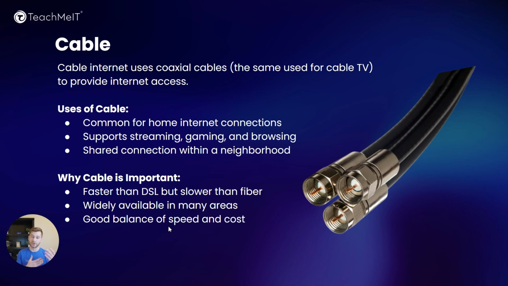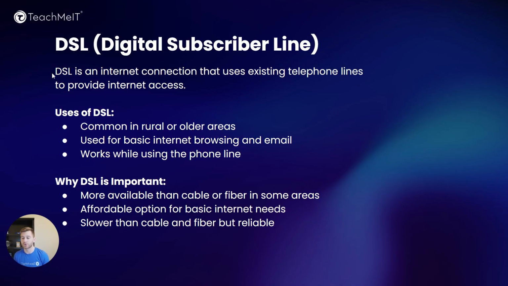Additionally, cable is a really good balance of both speed and cost, of course, depending on what plan you get. Here is the coaxial cable I was talking about earlier. This is what would run from the wall jack all the way to your modem or router in order to provide you internet access. Next, we have DSL, or digital subscriber line.